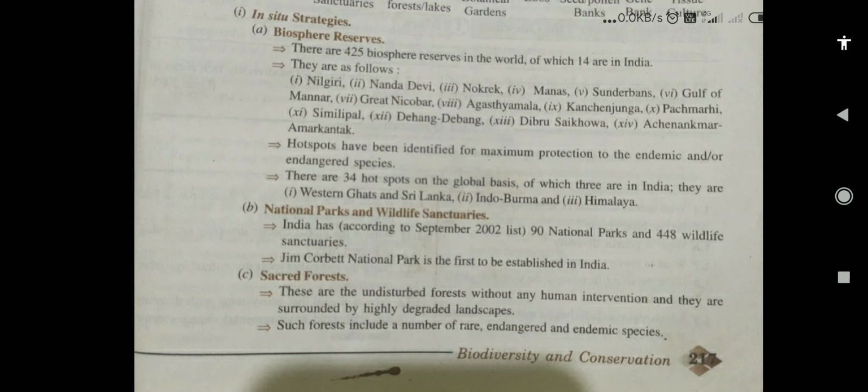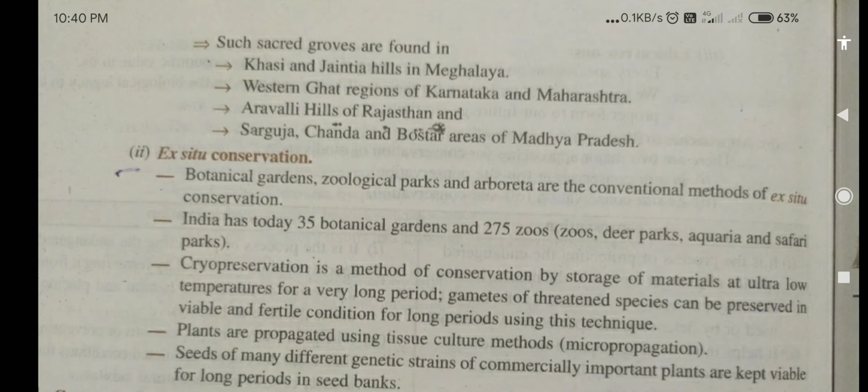Third is sacred forest. These are undisturbed forests without any human intervention, surrounded by a highly degraded landscape. This type of forest is protected by villagers or tribal people. In such forests, rare species of plants, and endangered and endemic species of plants and animals occur. Third in in situ conservation: biosphere, national park, wildlife sanctuary, forest, and sacred groves are found.